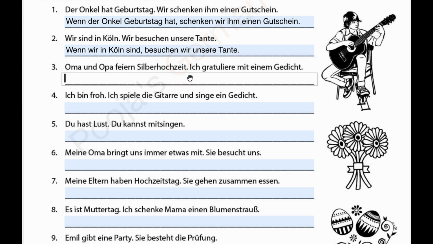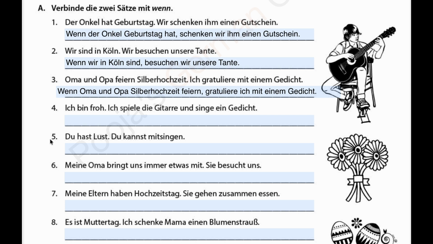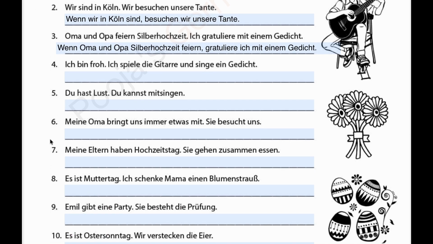Okay. So when Oma und Opa Silberhochzeit feiern, gratuliere ich mit einem Gedicht. Clear? This is the example. This is the answer for the third one. Clear? This is how we can do the rest. Also, after completing this exercise, you can check your answers from the description. I'll be writing all the answers in the description.